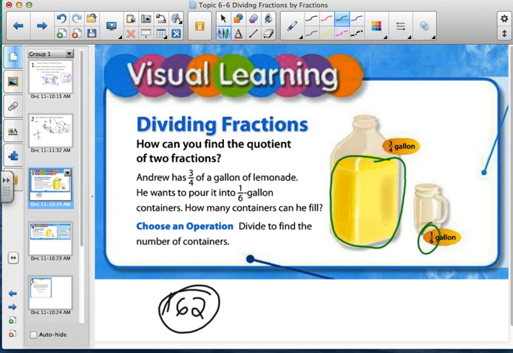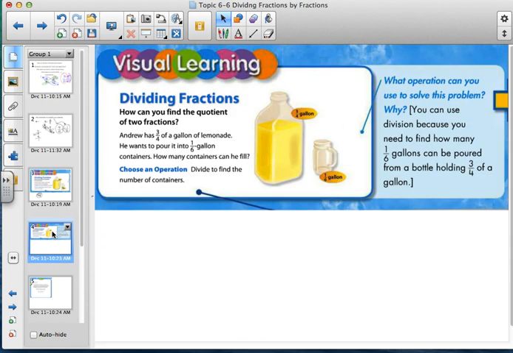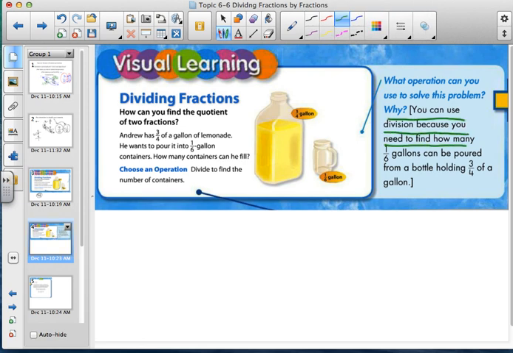So our problem actually is what? What are we doing with our problem here? Ben? We are doing 3/4 divided by 1/6. Yeah, we are doing 3/4 divided by 1/6. So in other words, what operation can you use to solve this problem? We use division, because we need to find out how many 1/6 gallons can be poured from a bottle holding 3/4 of a gallon. That's all we need to do, okay?